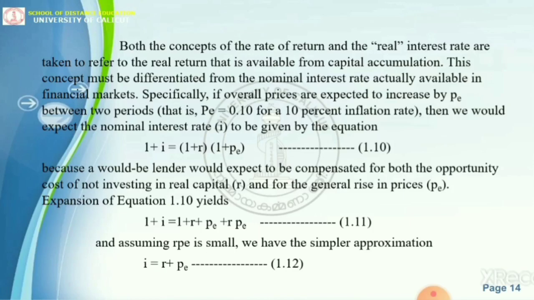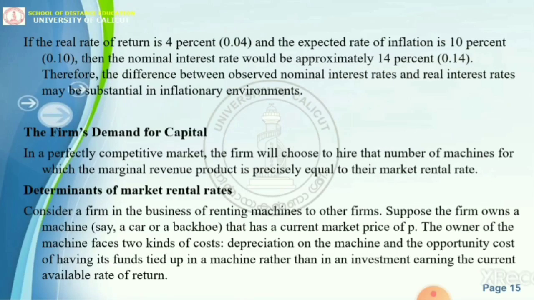Specifically, if overall prices are expected to increase by PE between two periods, that is, PE is equal to 0.1 for a 10% inflation rate, then we would expect the nominal interest rate, that is I, to be given by the equation 1 plus I equals 1 plus R times 1 plus PE. Because a would-be lender would expect to be compensated both for the opportunity cost of not investing in real capital, that is R, and for the general rise in prices, that is PE. The expansion of equation 110 gives 1 plus I equals 1 plus R plus PE plus R times PE. Assuming PE is small, we have the simpler approximation, I equals R plus PE, that is equation number 112.